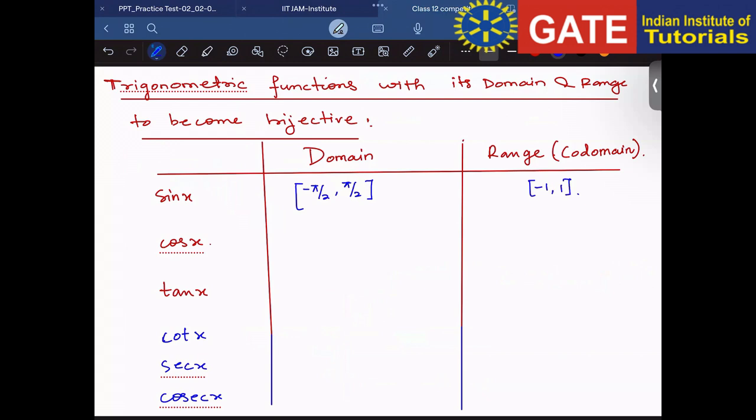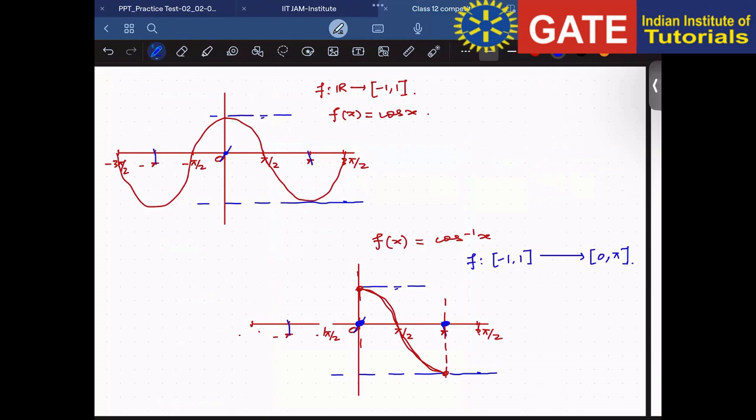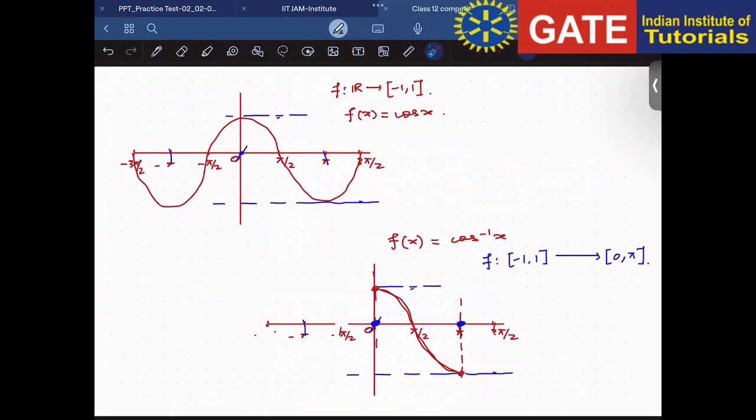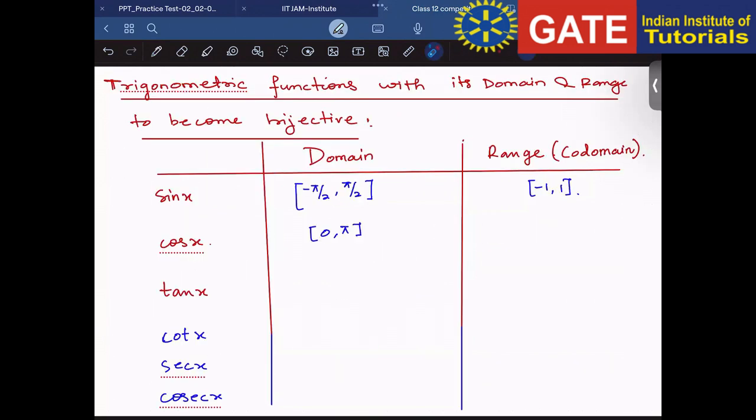Now for cos x, how we have discussed? Cos x domain should be what? 0 to pi. Correct? See, only this much part, 0 to pi. I'm still not discussing the inverse trigonometric functions. And what should be the range? -1, 1. Correct.